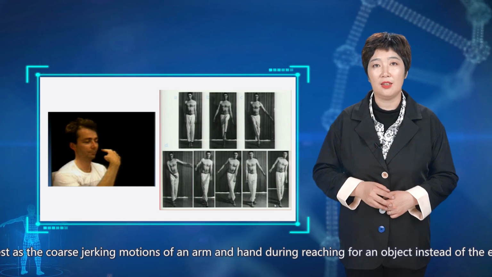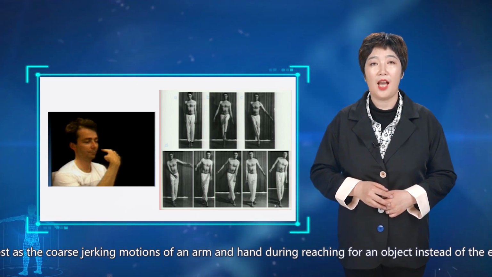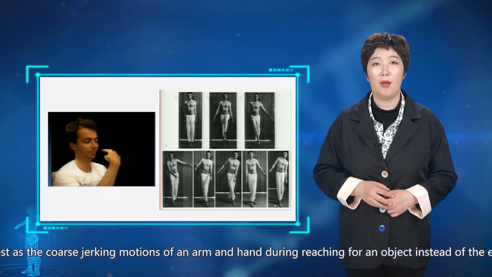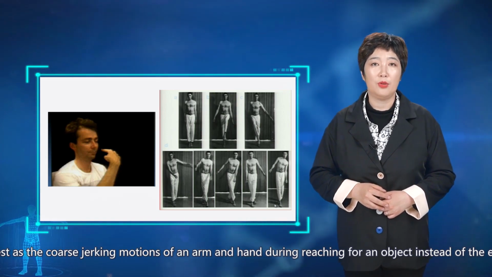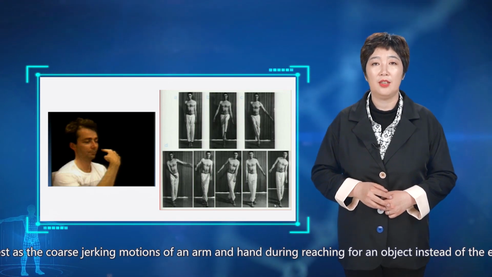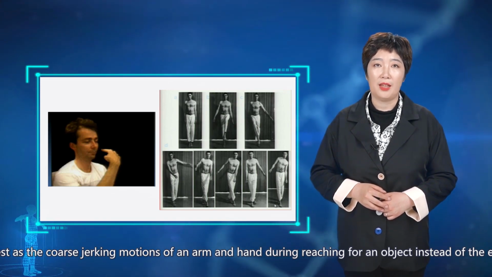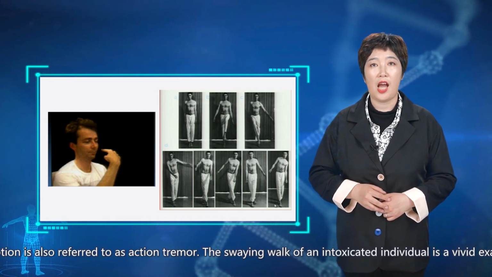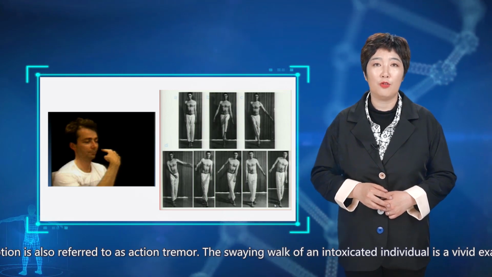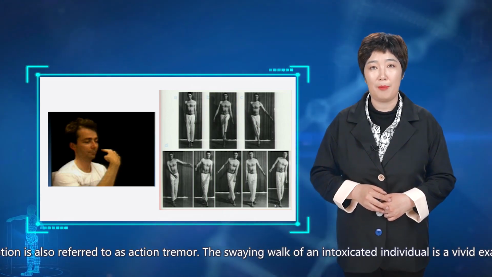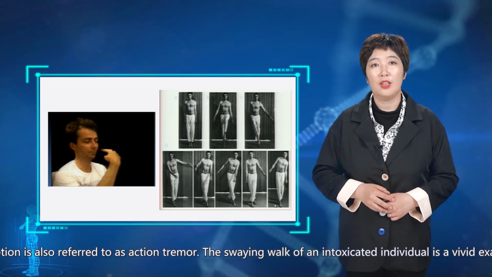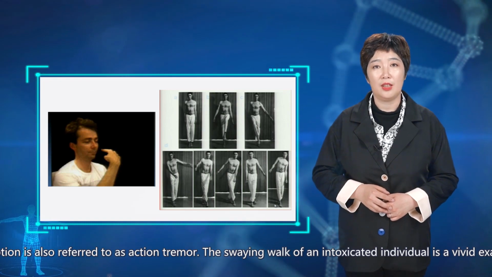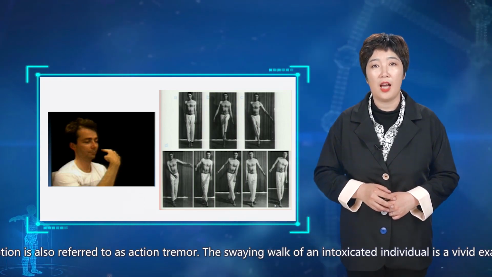Limb ataxia might manifest as the jerking motion of an arm and hand during reaching for an object, instead of the expected smooth actions. This jerking type of motion is also referred to as action tremor. The swaying walk of an intoxicated individual is a vivid example of truncal ataxia.